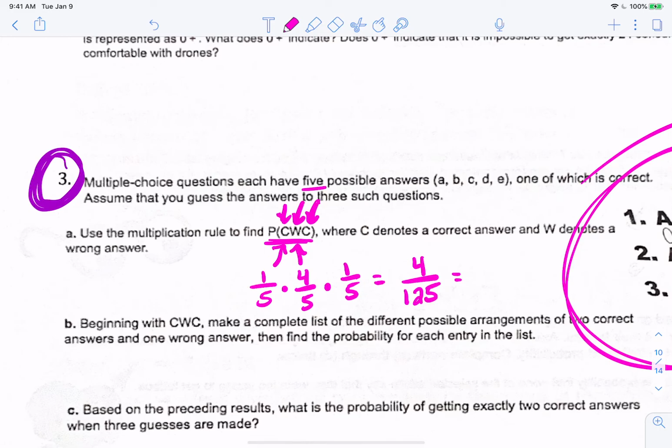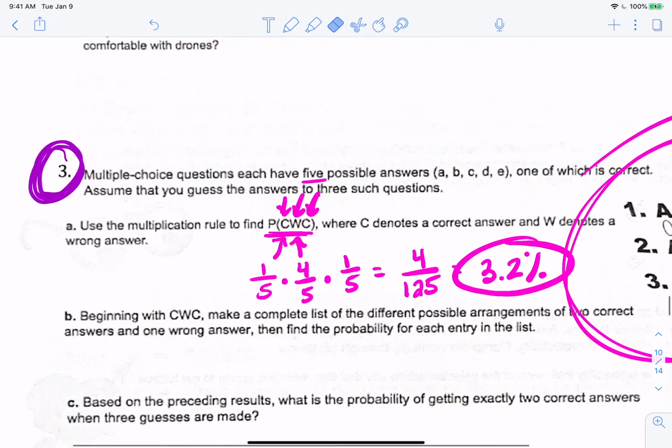And what's that as a decimal? It's like 3% maybe. 3.2%. So I have a 3.2% chance of that happening if I guess randomly. If I actually put some thought into it and read the question, that's more likely to happen. But this is just the chance of that happening by random guessing.